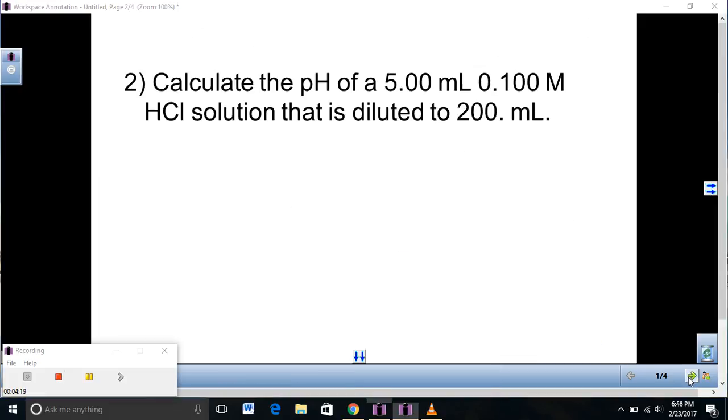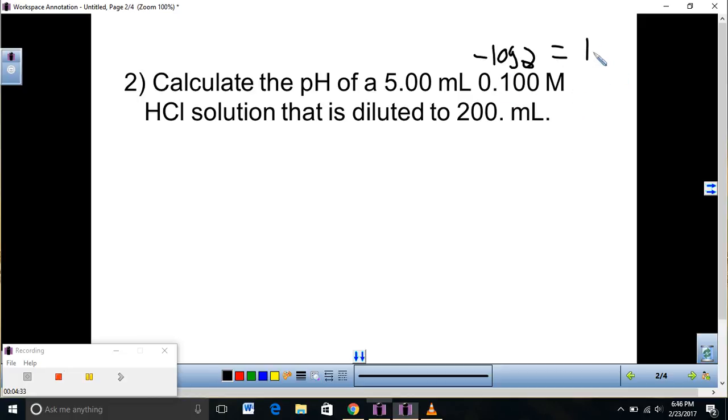Okay, our next one is even a little bit easier. You've got, calculate the pH of, if you have 5 milliliters of a 0.1 molar hydrochloric acid. If I just took the negative log of that, you would find that the pH of the original solution is 1. Negative log of 0.1 is 1.